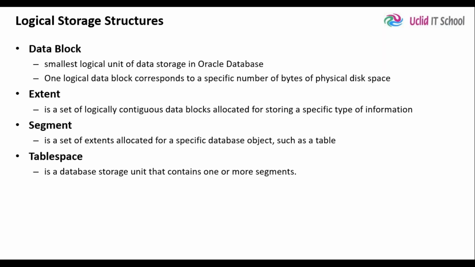Suppose data block size is set to 8 kilobyte. Normally the default value is 8 kilobyte. That means when you create a table, the minimum space Oracle can allocate is 8 kilobyte. It cannot allocate below that, 5 kilobyte or 4 kilobyte, because your data block size is set to 8 kilobyte. Similarly, suppose you set the database block size to 4 kilobyte. Now the minimum space Oracle can allocate to any object is 4 kilobyte.